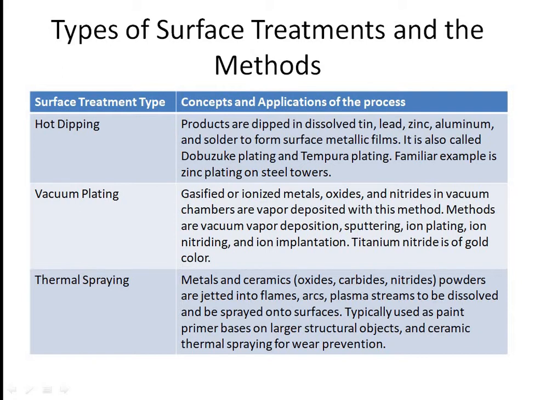So hot dipping is what? Products are dipped in molten tin, lead, zinc, aluminum and solder to form surface metallic films. It is also called dobuzuke plating and tempera plating. A familiar example is zinc plating on steel towers.